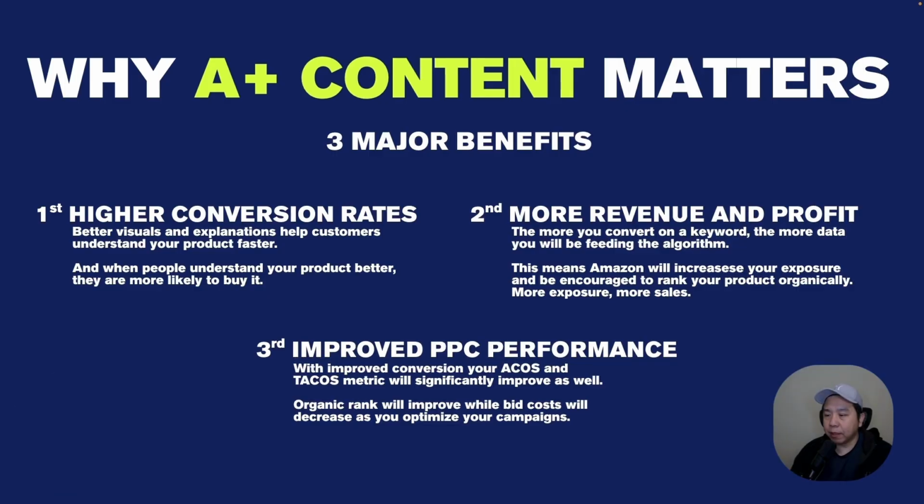Number three, improved PPC performance. With improved conversion, your ACoS and TACoS will significantly improve as well. And this is just logical because with better conversion, essentially what's happening is you're turning more of those PPC clicks into sales. And that's sending a signal to the algorithm that, hey, people searching for this keyword are clicking on this product and purchasing it. And the more you do that, the higher you are going to drive that organic rank. And that's when you get that sweet organic sales.